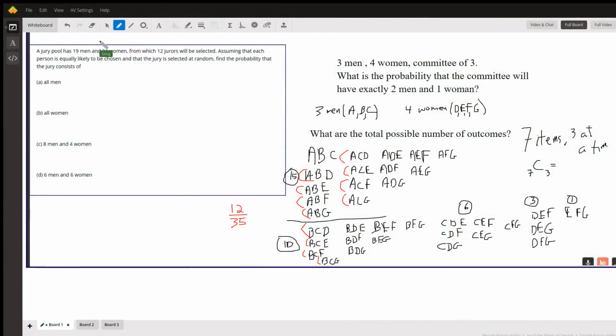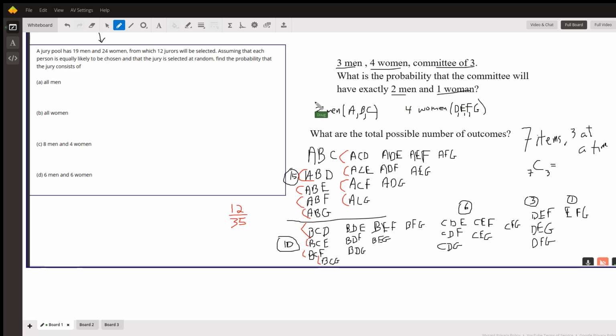This posted problem, let's look at a slightly easier specific example. Let's say you have 3 men, 4 women, and you want to choose a committee of 3 people. And you want to know what is the probability that the committee will have exactly 2 men and 1 woman.